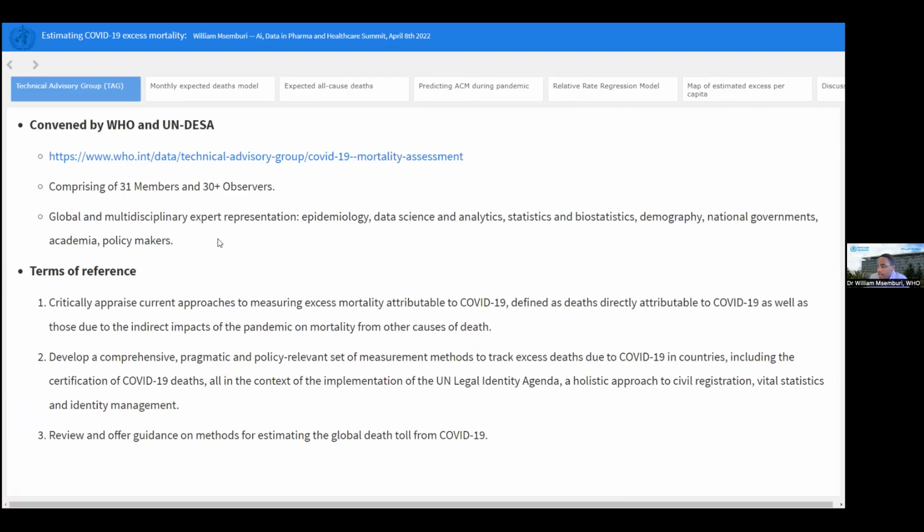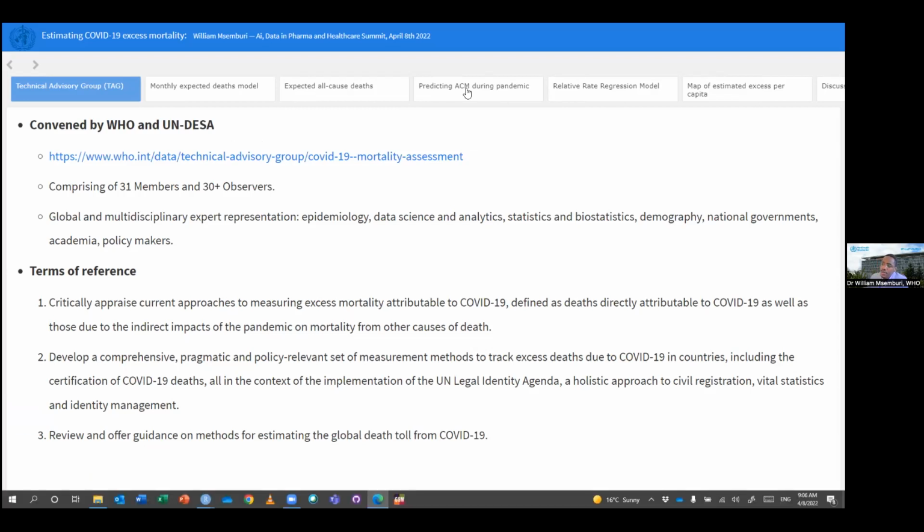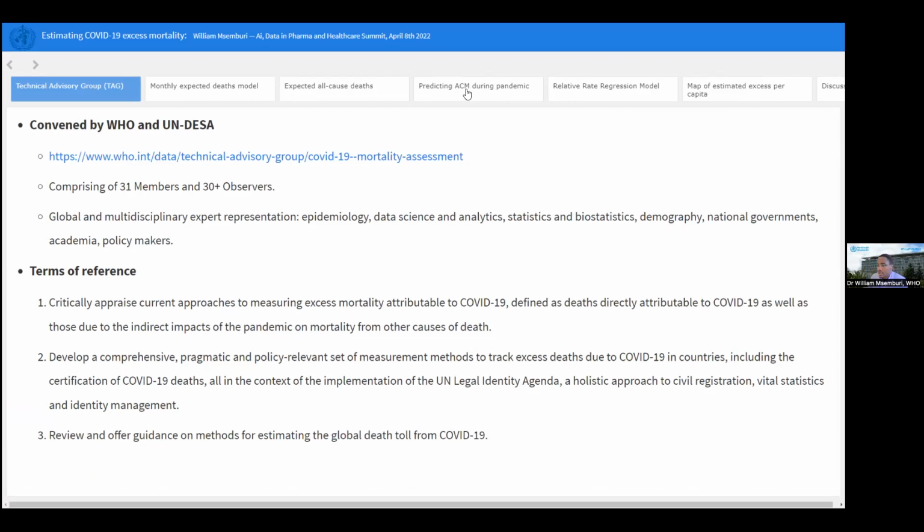In order to tackle this problem, the WHO, in partnership with the United Nations, have convened a technical advisory group. The purpose of this group is to advise on the best data sources and the best methodology to track excess mortality. This TAG comprises over 60 participants, 31 being members and over 30 being observers. It has a global and multidisciplinary expert representation.